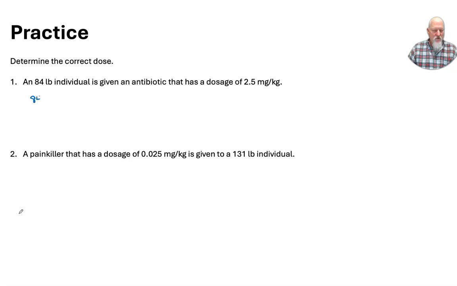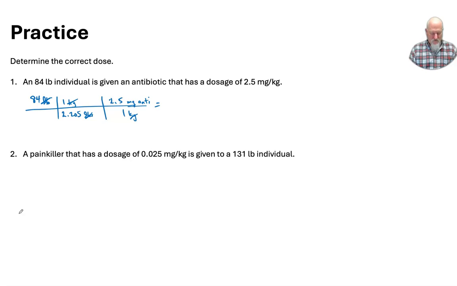So we're going to do 84 pounds. Remember, we've got to convert to kilograms. Sometimes pounds is LB. Sometimes you'll see it as LBS. Means the same thing. Got to convert to kilograms first. 1 kilogram is 2.205 pounds. And our dosage is 2.5 milligrams antibiotic for every 1 kilogram of person. So the pounds cancel, the kilograms cancel, and the last thing I'm left with is milligrams of antibiotic.